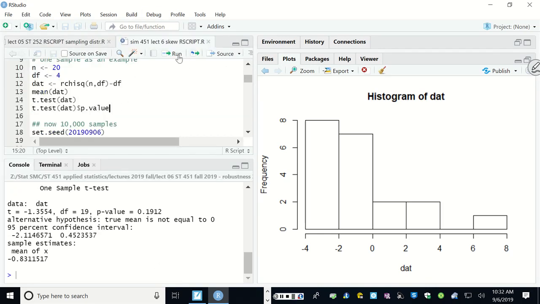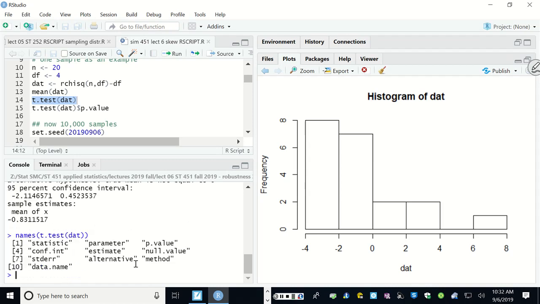We can also, the t-test command actually produces a list. Names, t.test, my data set. Once that runs, it actually has all of these things hanging on to it. It has a p-value, the null parameter value, the statistics value, a confidence interval, standard error, and other things. So that stuff is actually hanging on to that object once you do the t.test. You can save that if you wanted to do different things. And then you can pull off individual parts of it.